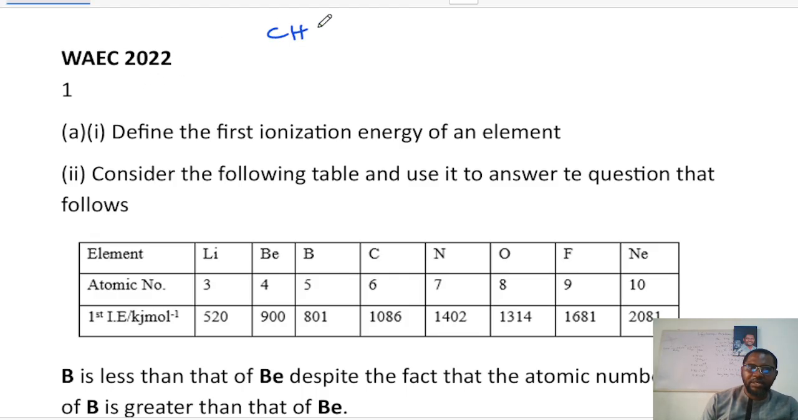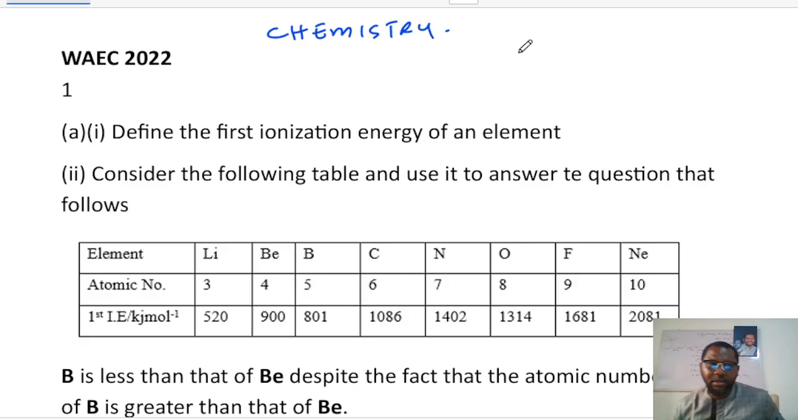Okay, there should be a chemistry here, 2022. So these are theory questions. I would like you to follow through and hopefully you're going to learn a lot. Now the first one says we should define ionization, first ionization energy of an element.